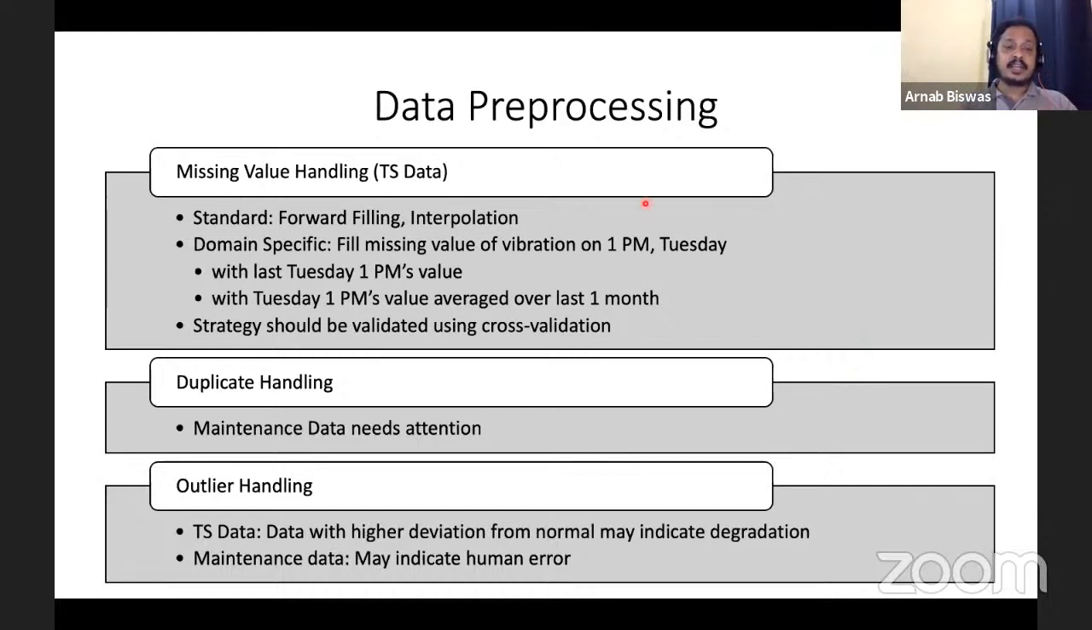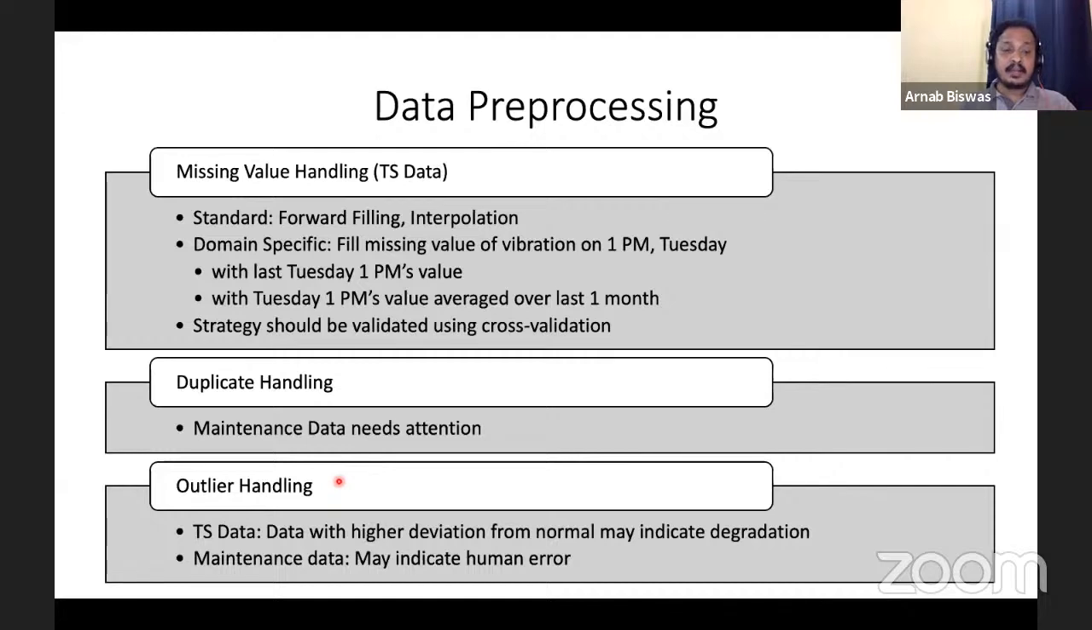There are standard ways like forward filling, backward filling, and interpolation, but domain-specific ways of filling missing values are also very helpful. This is where the domain experts can help. Say, for example, I want to fill the missing value of vibration on 1 p.m. Tuesday. Now I can fill it with last Tuesday 1 p.m.'s value, or Tuesday 1 p.m.'s value averaged over the last 1 month. Whatever the strategy, it needs to be validated with cross-validation.